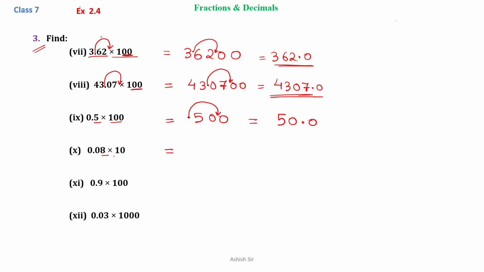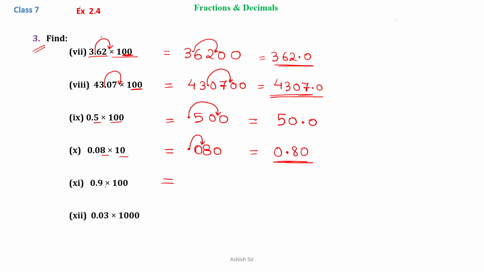Next, 8 into 10, we will write down 80. Now, as the point is here, okay, there is a 0, the point is here, and there is a 10. So the point is going to move only one digit to the right. So the point will come here. So the answer will become 8.0.